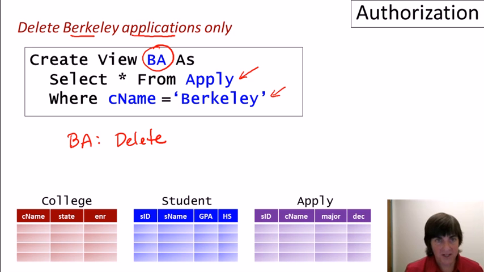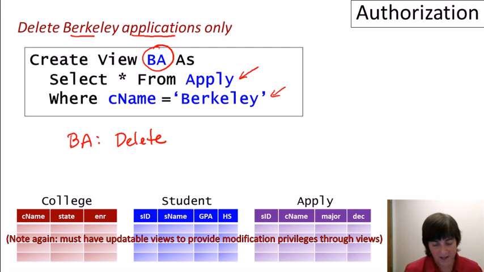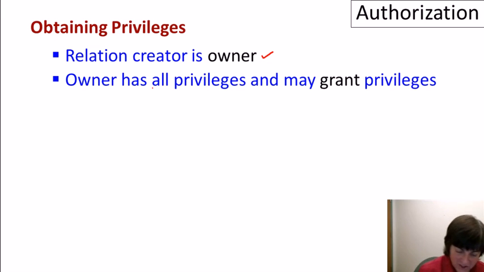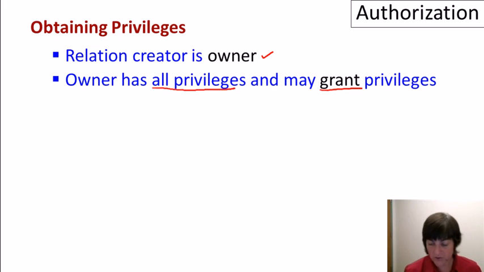Those are the only examples I'm going to give for now, but I do want to emphasize that views are quite important for customizing authorization to specific user needs. And in fact, authorization is one of the most important uses of views in database systems. Now let's look at how privileges are obtained. When a relation is created, the creator of that relation becomes the owner of the relation, and the owner of the relation has all privileges and furthermore may grant privileges to other users.